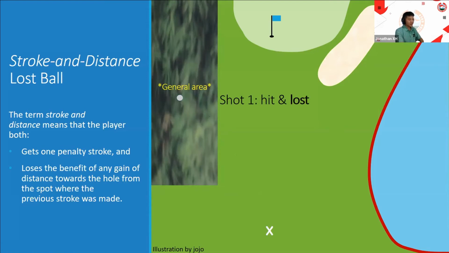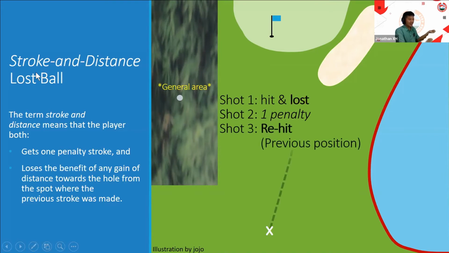Your first shot, which was this shot, and then let's say you didn't find your ball, and it's lost. So the first shot, the shot that went that way, is lost. So automatically what should have been your next shot doesn't exist, because it's a penalty on the first part, that is the stroke. And then the third part is the distance. You have to come back to your previous position to re-hit that shot. That is where stroke and distance comes in.